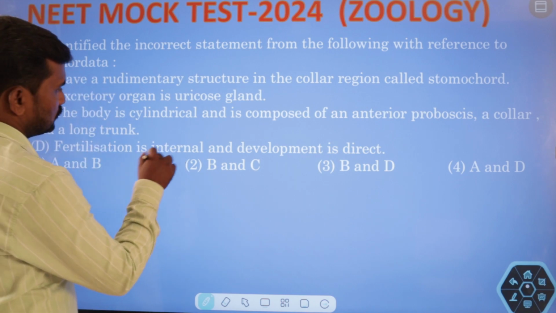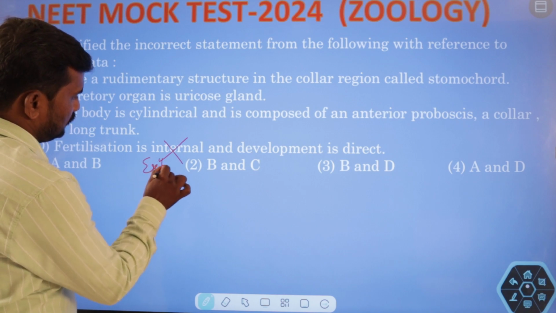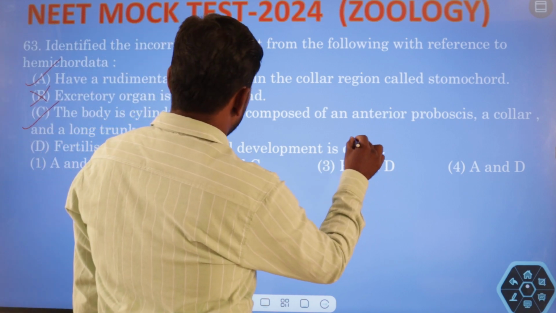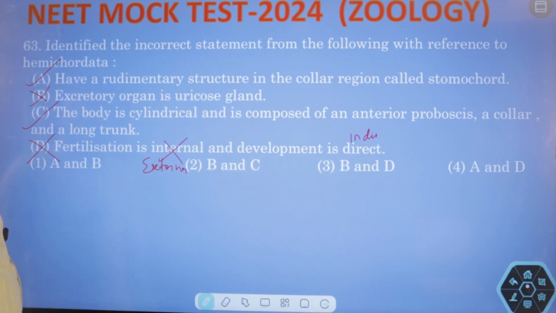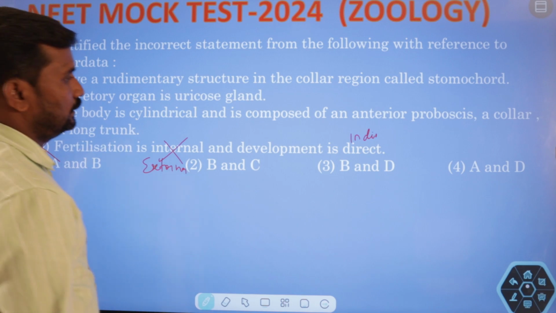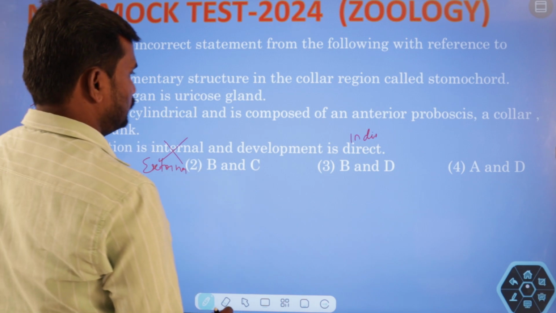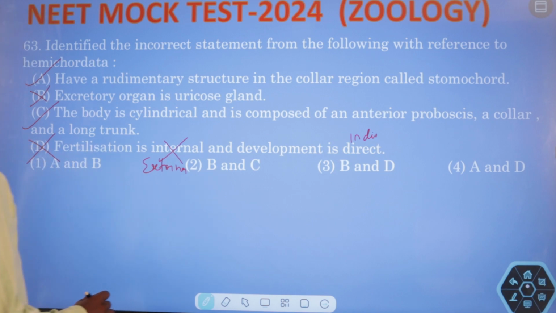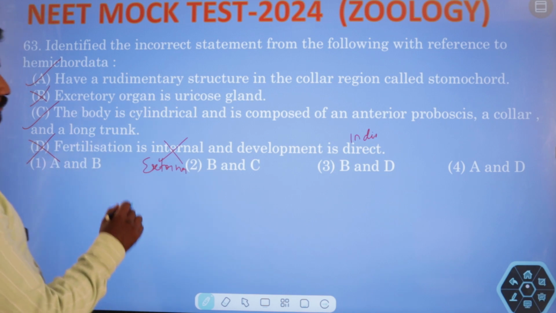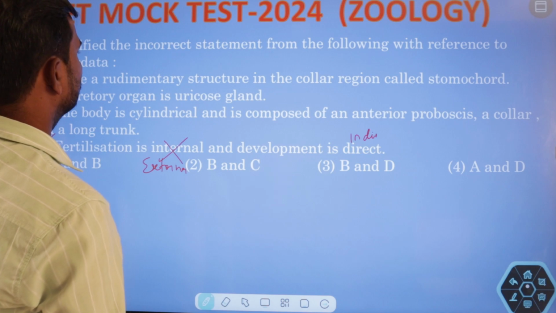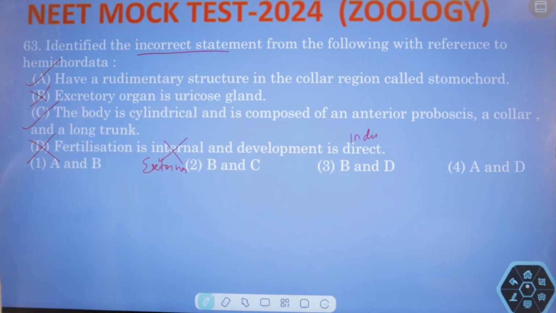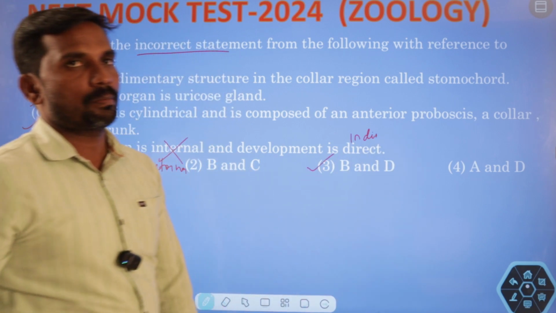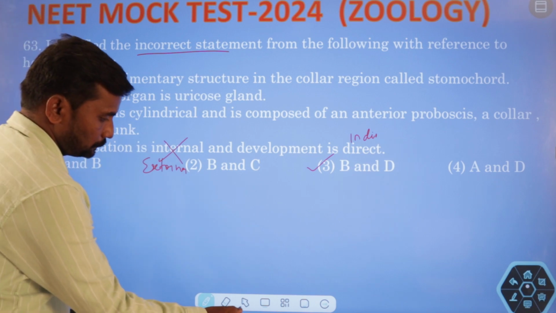The fertilization is not internal. Fertilization is external. The development is indirect. So this is also an incorrect one. They are only asking for the incorrect ones. So the correct answer is B and D. So the third one is the correct answer.